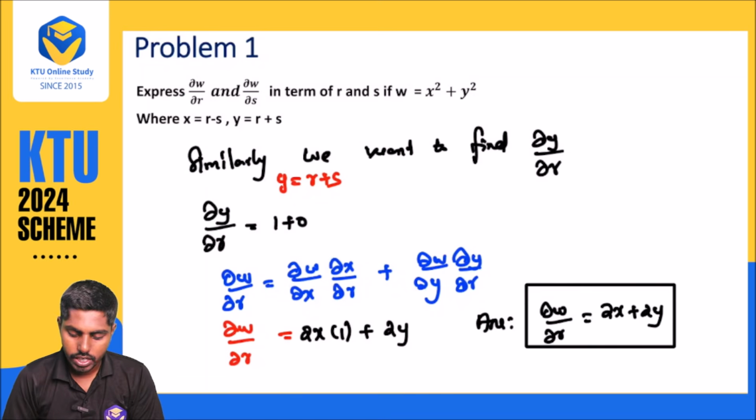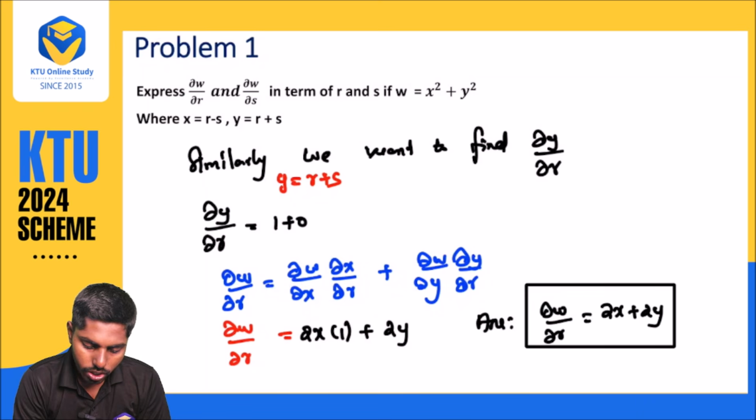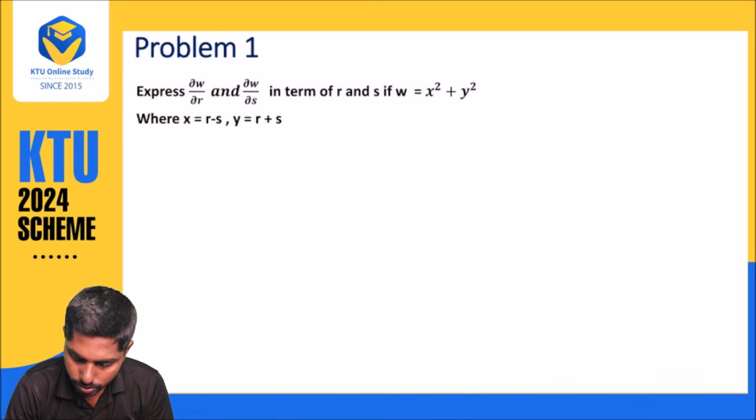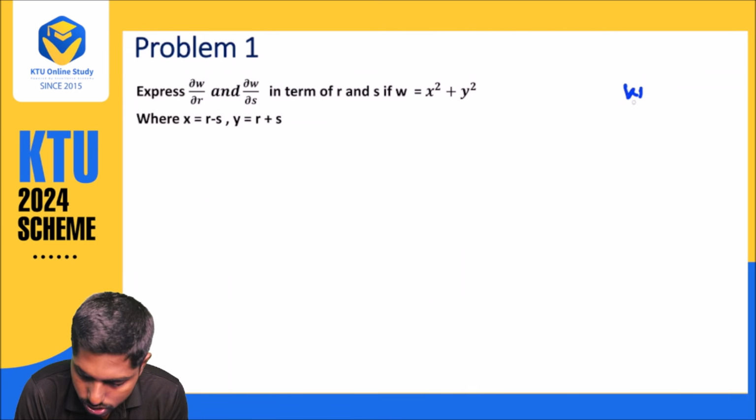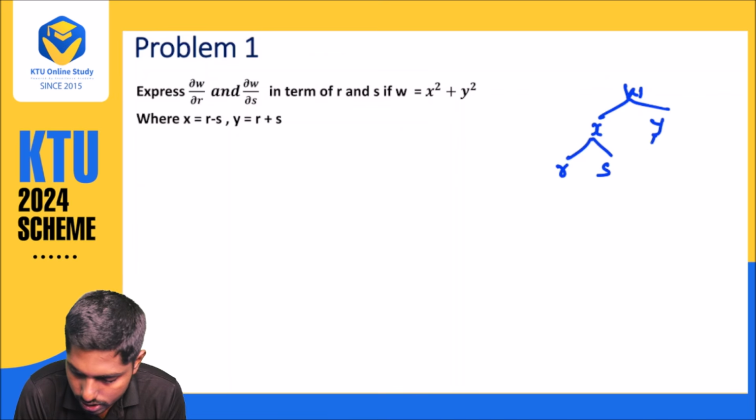So one answer we are getting. Now we want to identify what is the question they have asked. ∂w/∂x also they have asked. ∂w/∂r, that is, w is dependent on x and y, and x and y are depending upon r and s.